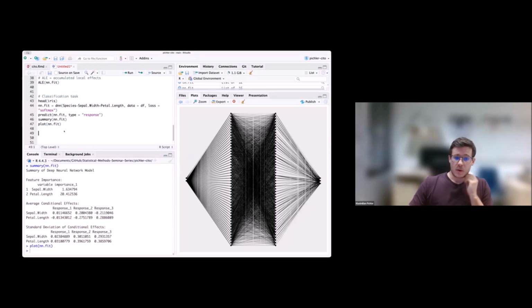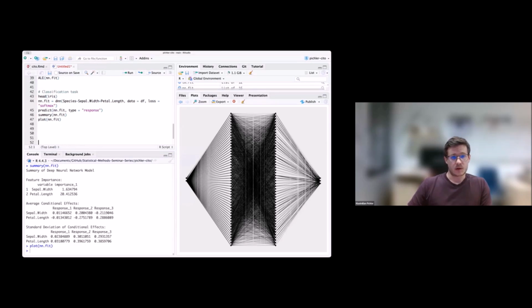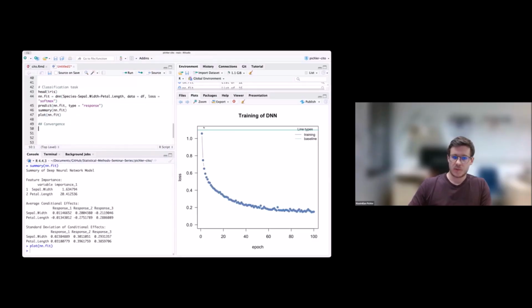Okay, so one big challenge with these deep neural networks is the convergence. During the training, we get this plot here on the right side. In green, we have this baseline loss. Again, this is just the loss of an intercept-only model. And the idea is that our model should at least outperform this baseline model. Then on the left side, we see the actual loss at the current optimization step. And here we have the epochs.